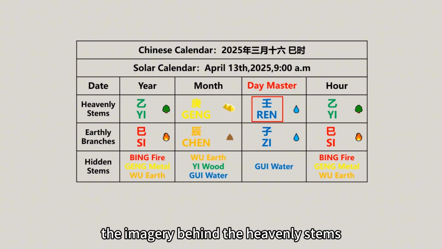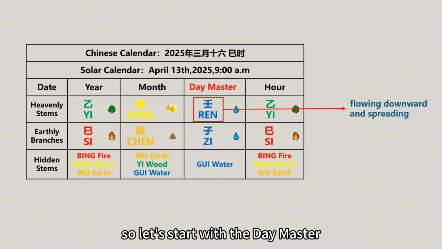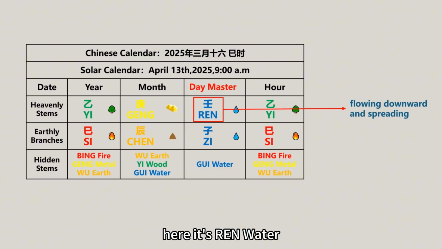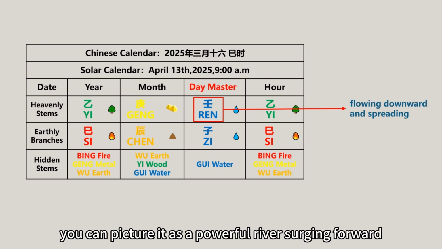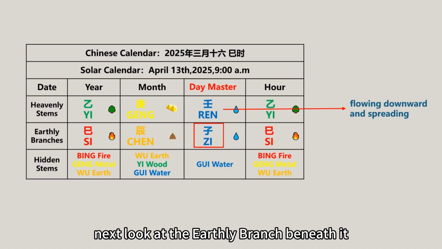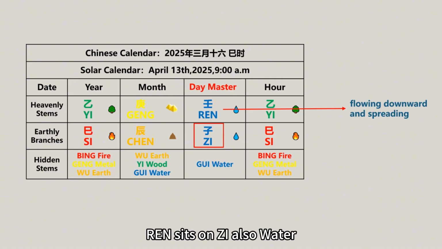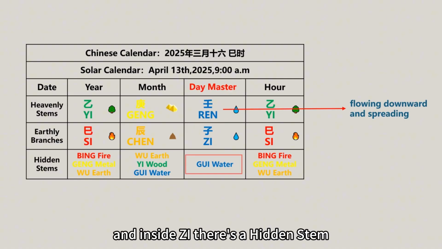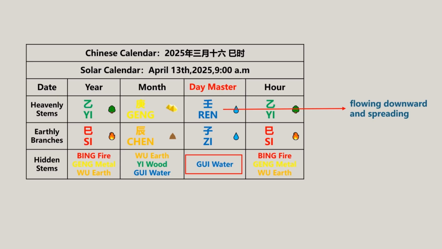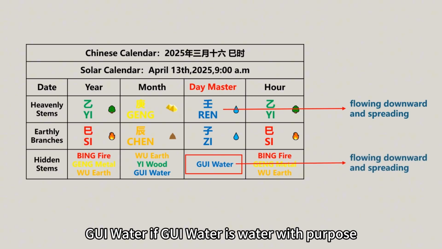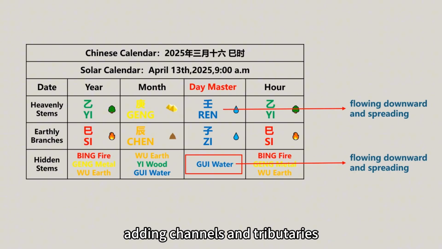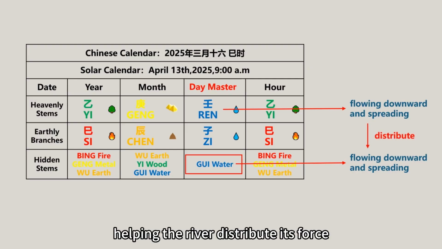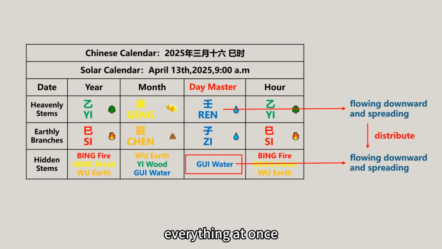We've talked about the imagery behind the heavenly stem, so let's start with the day master. Here it's Ren water. Ren water's nature is flowing downward and spreading, so you can picture it as a powerful river surging forward. Next, look at the earthly branch beneath it. Ren sits on Zi, also water, and inside Zi there's a hidden stem, Gui water. If Gui water is water with purpose, then having Gui underneath Ren is like adding channels and tributaries, helping the river distribute its force instead of flooding everything at once.